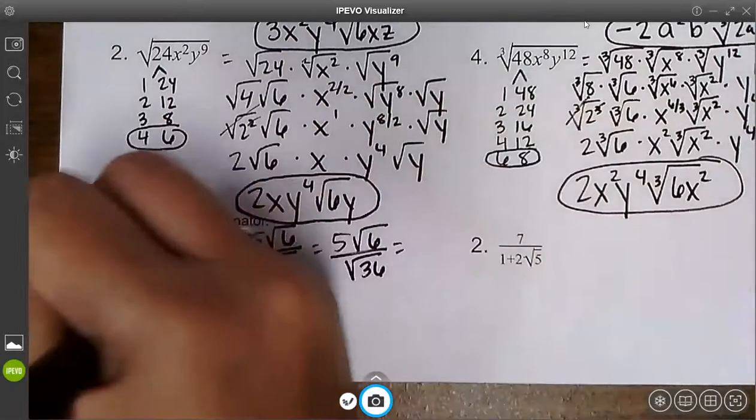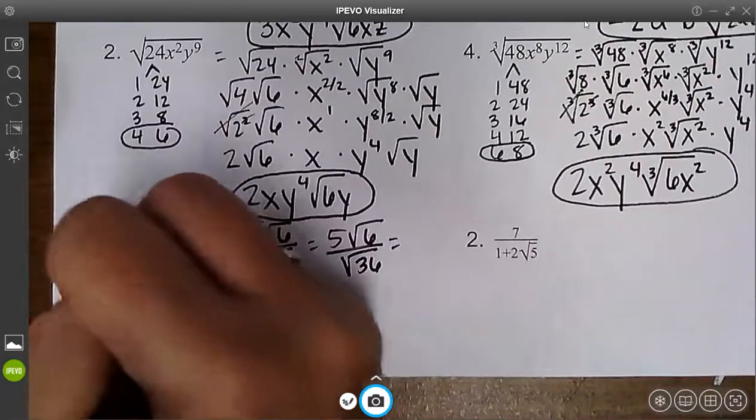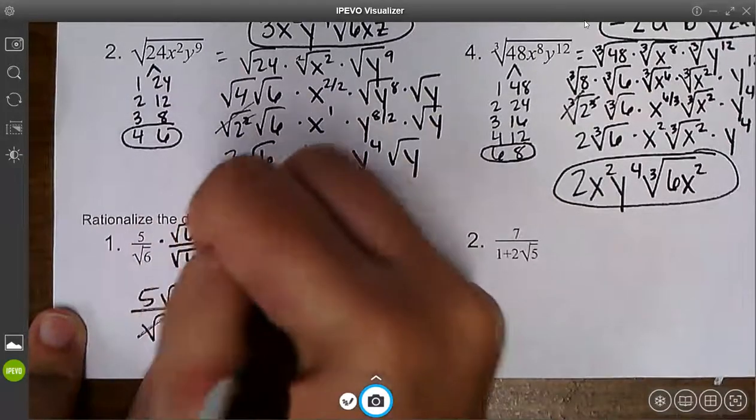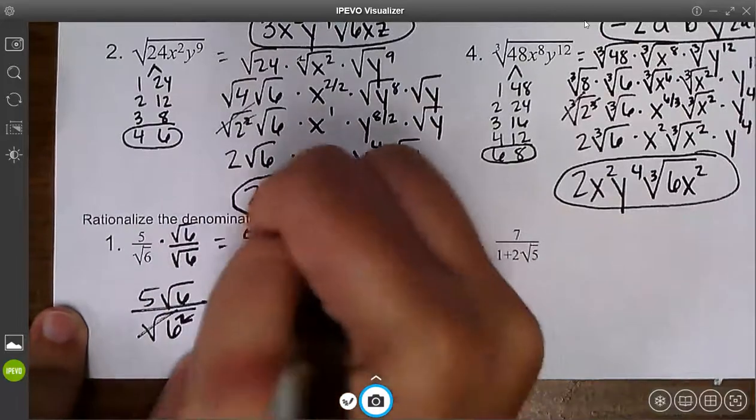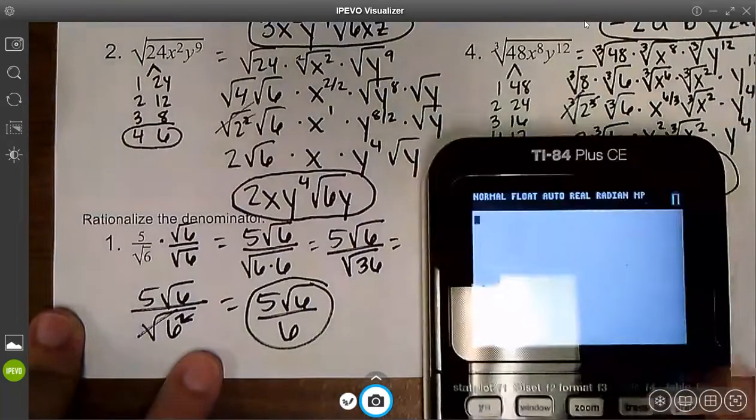The square root of 36 is 6. 36 is equal to 6 squared. Square root squareds cancel. You have 5 root 6 over 6. You can check these in your calculator. You cannot do it in your calculator, but you can check it in your calculator.